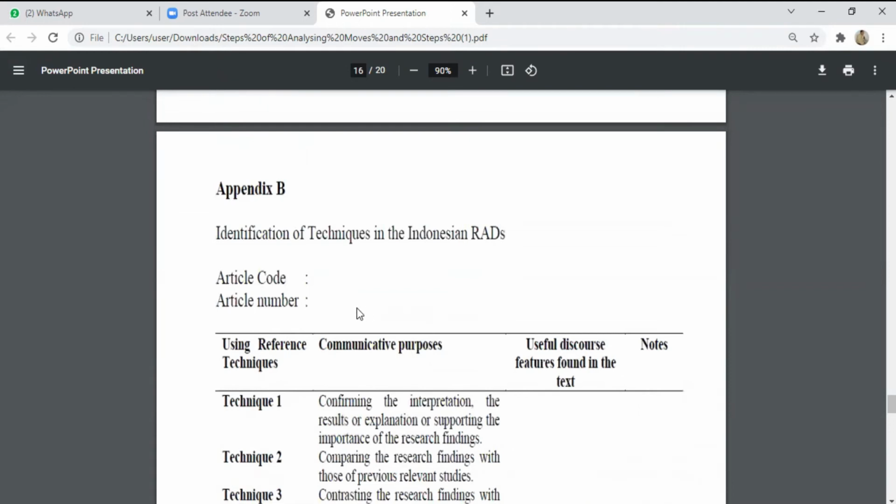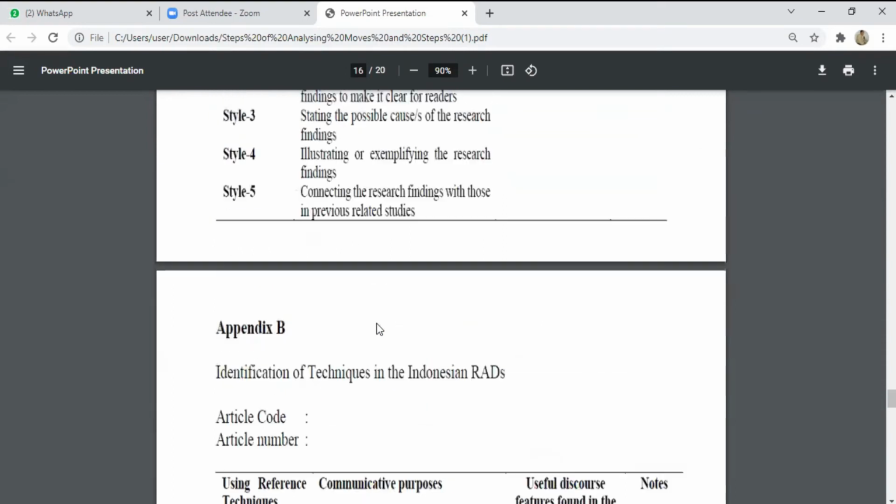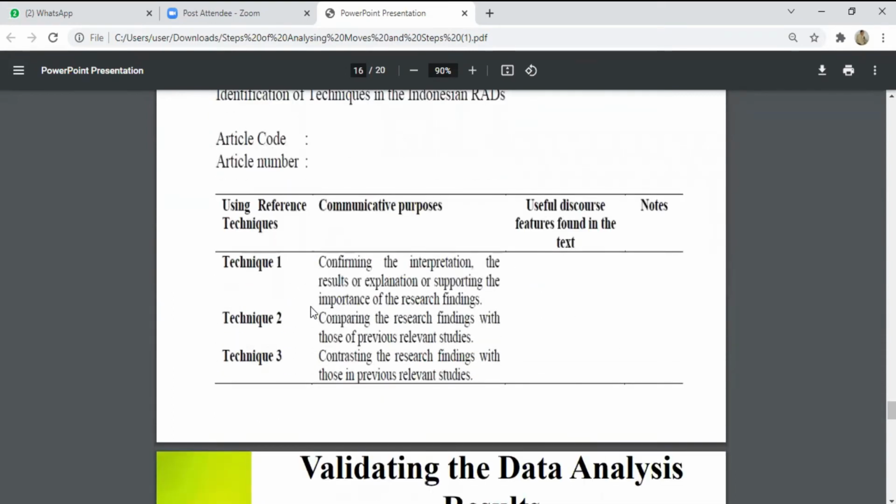This is another instrument to identify the technique. Instrument A is to identify the argument style, and this is the argument technique, with the description of communicative purpose. In the method section of your article, you have to give examples, as I showed you before. Technique one: what is the communicative purpose and what is the example? Technique two, communicative purpose and example. Technique three, communicative purpose and example.